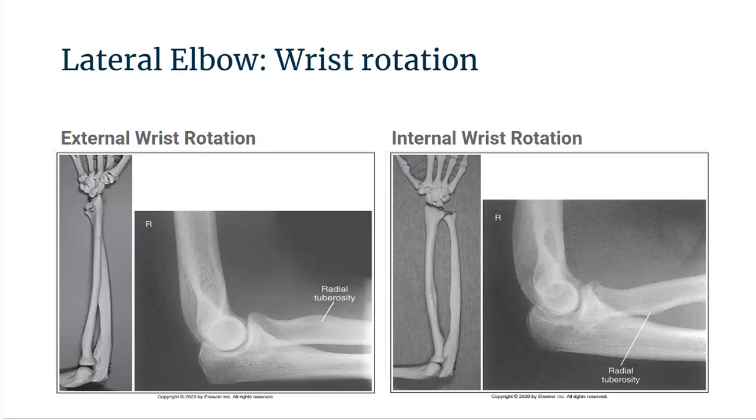However, when there is wrist rotation, the tuberosity will become partially in profile. In external wrist rotation, this rotates the radial tuberosity towards the anterior surface of the arm, where it is partially demonstrated in profile anteriorly. In internal rotation, this rotates the radial tuberosity towards the posterior arm surface, demonstrating the tuberosity in full or partial profile posteriorly.